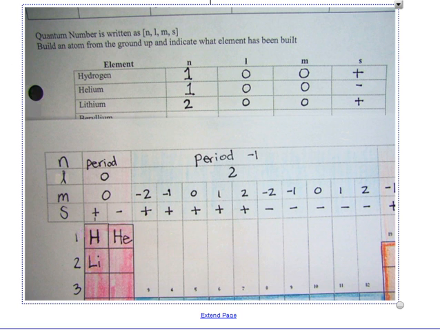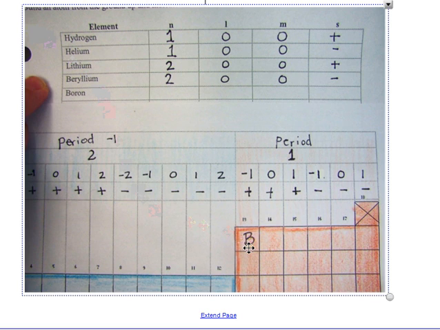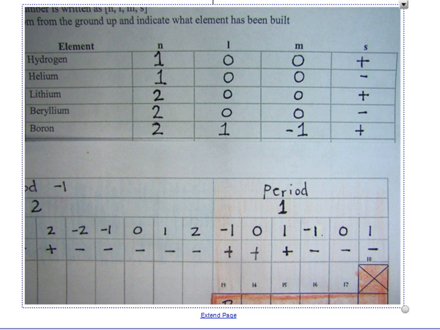The next one we're going to do is beryllium. So beryllium is found over, you could do beryllium, that's done there. You can see what you came up with for that one. And then we're going to do boron next. So boron's over here. So boron's going to be, period is going to be 2 because it's in the second row here. 1 because it has a p orbital. That tells us that it has a peanut shape. -1 plus. So there is the quantum number for boron. So when you do boron, that's what it should look like.